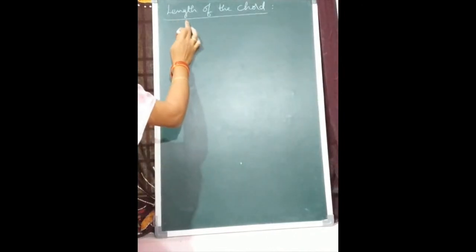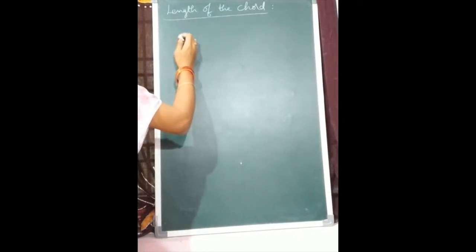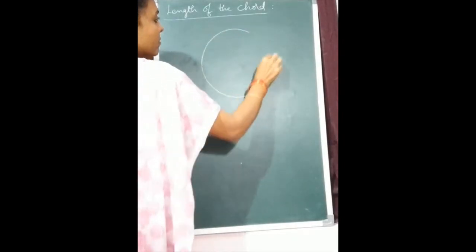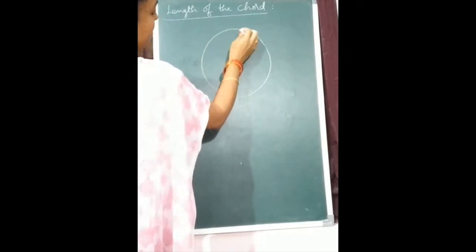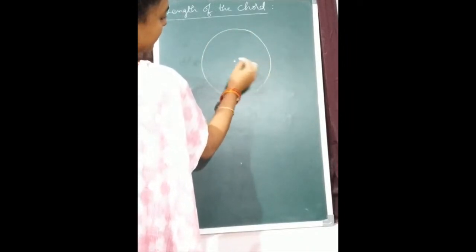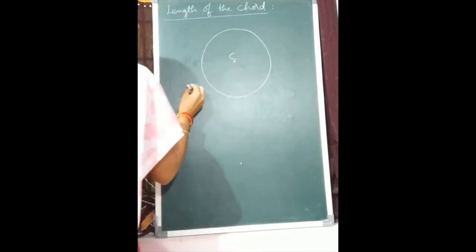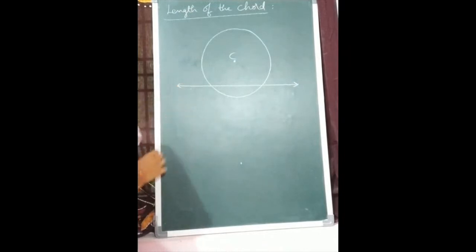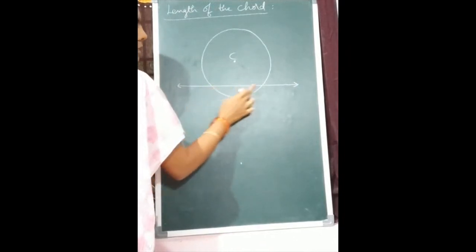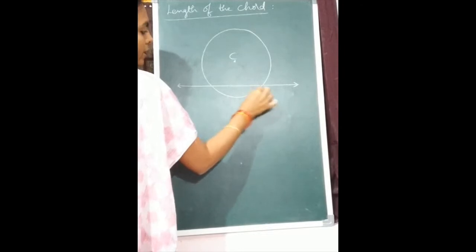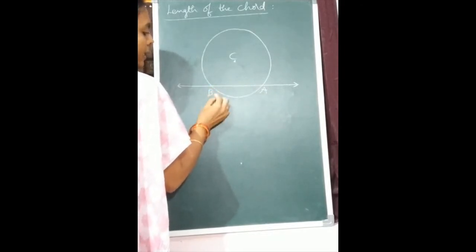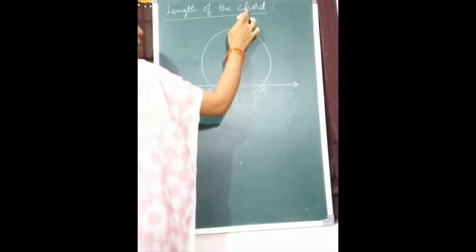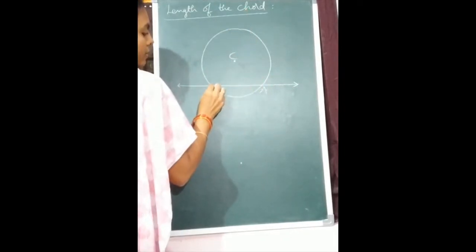First, we have to find out the length of the chord. What is a chord? This is a circle, center C. This is a secant line. A line which cuts the circle at 2 points is called a secant line. This is the secant line, and AB is called the chord.